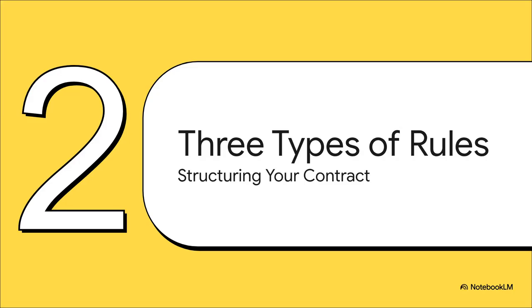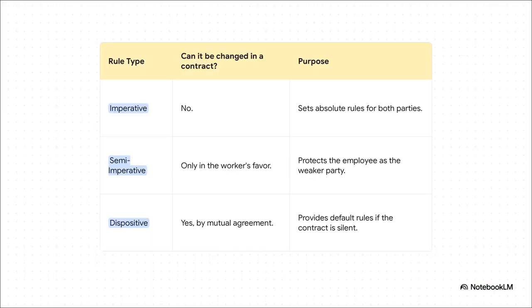Now, here's where it gets really clever. Not all rules are created equal. The Code of Obligations uses 3 completely different kinds of rules, which lets it create a balance between being flexible and being protective. Let's get into how that actually works. Okay, so you've got 3 main types. First, there are imperative rules. These are totally set in stone. Then you've got semi-imperative rules, which are all about protecting the employee. And finally, you have dispositive rules. These are the flexible ones that you can actually change. Let's look at each one.